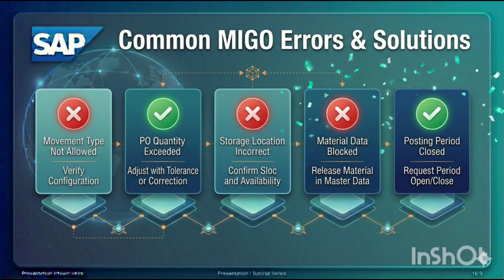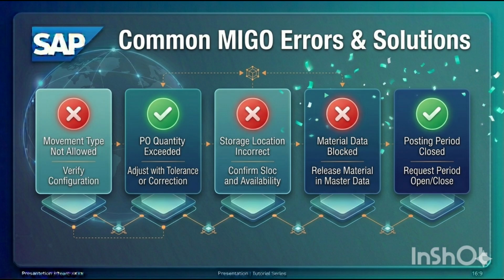If you get an account determination error, it usually means a GL account setup issue. Always use the check button before posting to catch errors early. Take screenshots of errors and share them with your support team with the exact message. Prevention is always better. Always verify PO, quantity, storage location, and movement type before posting. So these best practices will save you a lot of time.